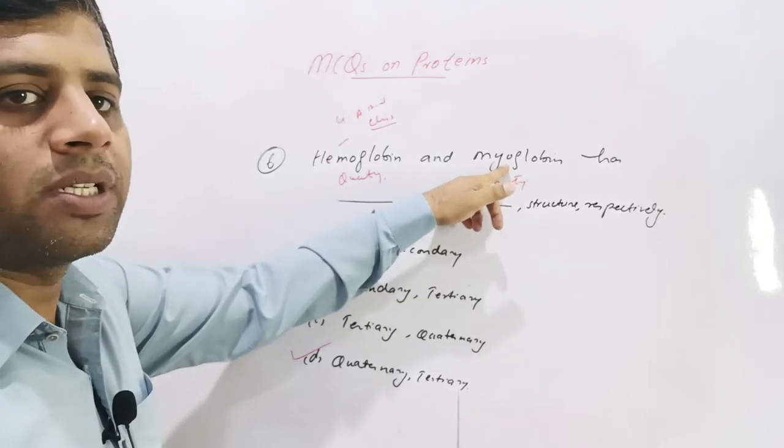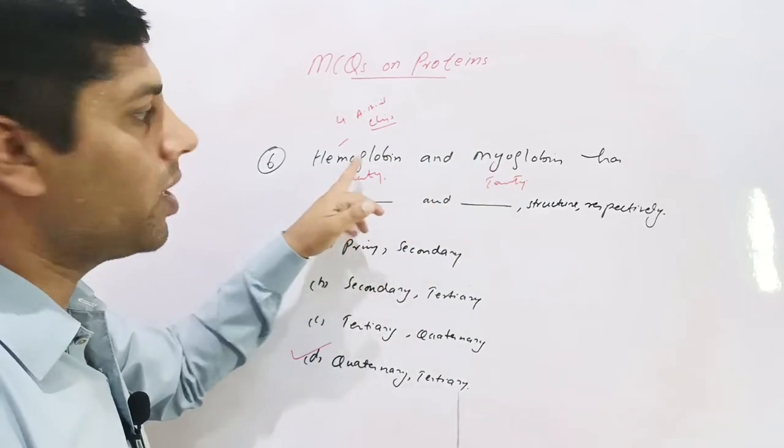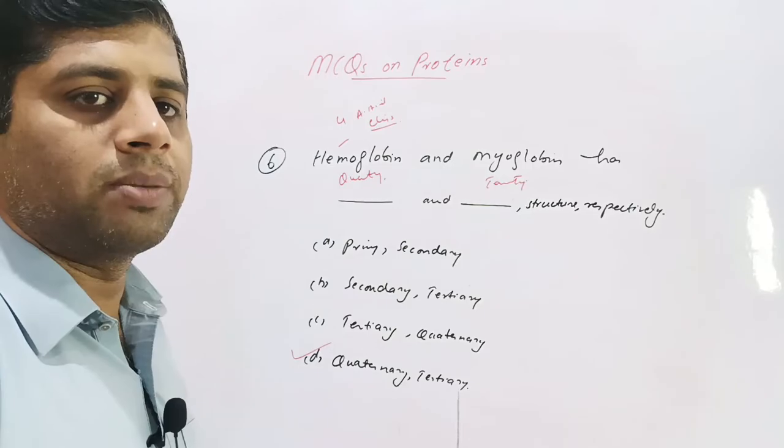Myoglobin is present in the muscles. It also imparts red color to the muscles. Hemoglobin transports oxygen while myoglobin stores oxygen in the muscles.